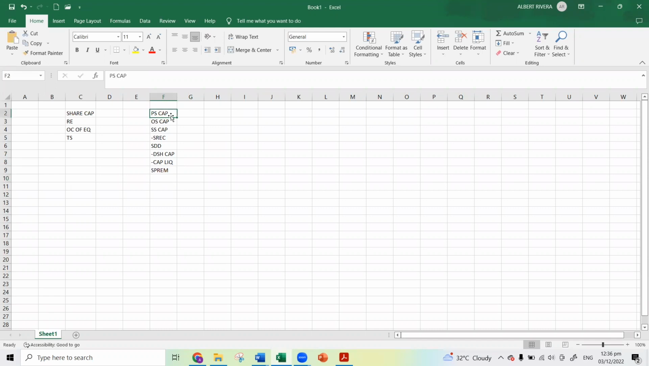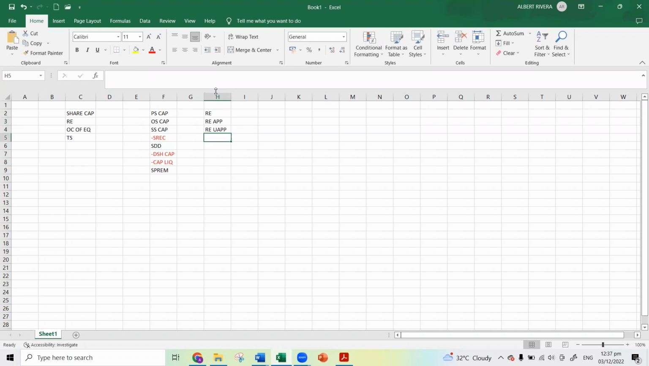Again, preference share capital, ordinary share capital, subscribed share capital. We have the subscription receivable, which is a contra equity account. Stock dividends distributable. We have the discount on share capital as a deduction. Then we have the capital liquidated and the share premium. These are the subcomponents of your share capital. Then we'll move to retained earnings. There are only two: the retained earnings which is appropriated, and the retained earnings which is unappropriated.